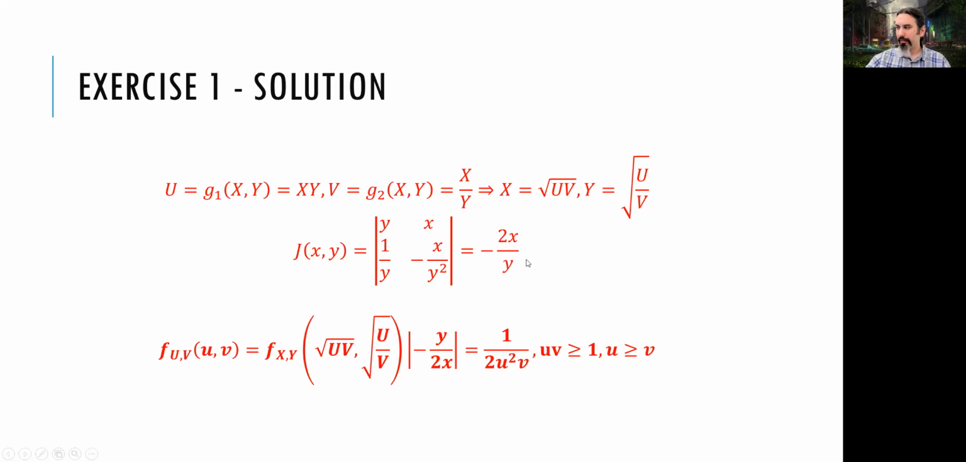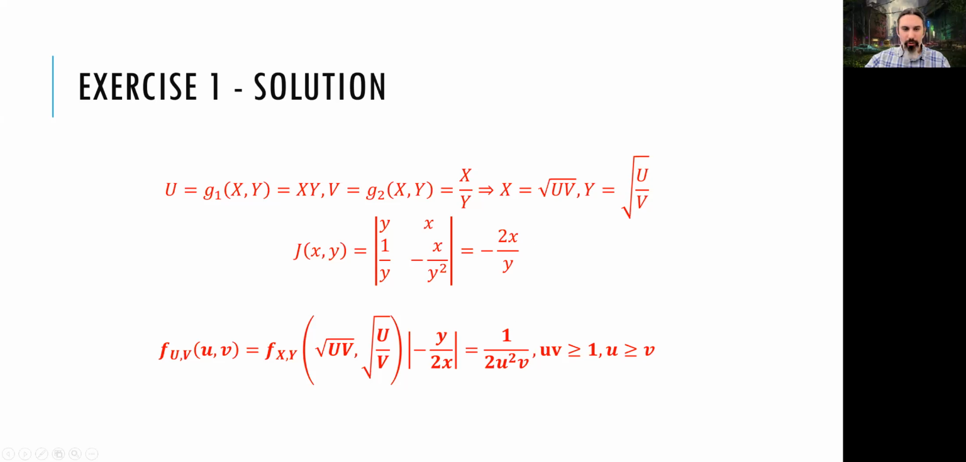Now, we know that x and y can be seen as square root of u times v for x, and square root of u over v for y. So you just replace x and y with u and v. And at last, in the end, you can see that this joint density function of u and v can be written as 1 over 2 u squared v. Now, the important part here, the hard part here, is not this calculation, but the calculation of the limits, constraints.